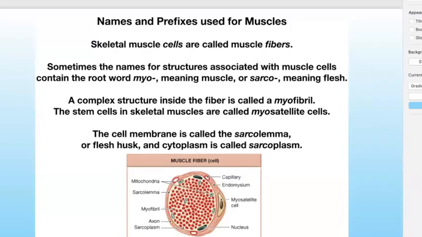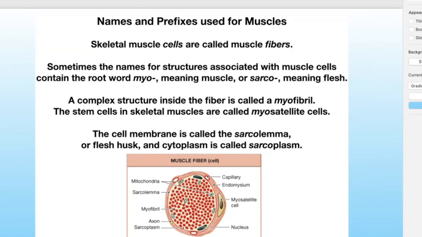Okay, so names and prefixes used for muscles. Skeletal muscle cells are called muscle fibers. Now I know that we learned about collagen fibers, reticular fibers, elastic fibers, and we were talking about proteins that were small. They were formed of subunits that were synthesized in cells and then were secreted from the cells, and then the subunits joined up and became longer fibers. But in this case, we're not using the word fibers to mean a protein structure. We're using the word fibers to mean cells. Okay, so that is really important to get in your mind.